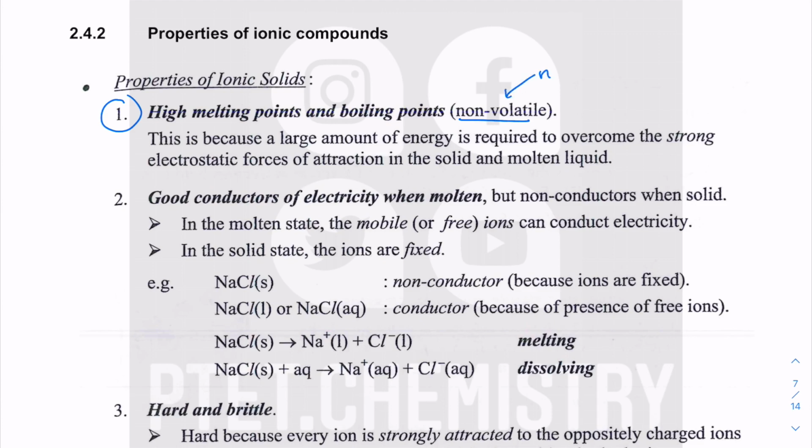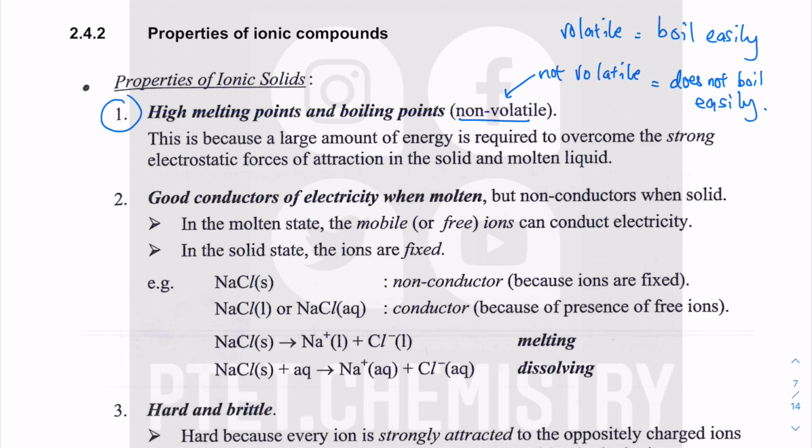Non-volatile is the same as not volatile. Volatile means boils easily. If someone is volatile, that person gets angry easily. The person reaches the boiling point easily, essentially, literally becoming so angry. So not volatile means does not boil easily.